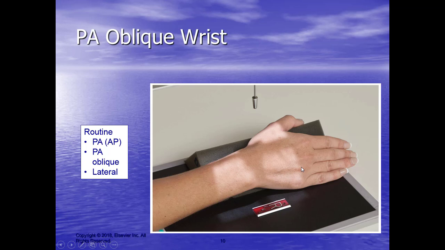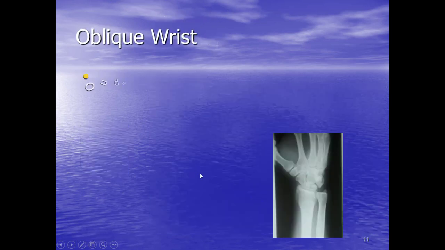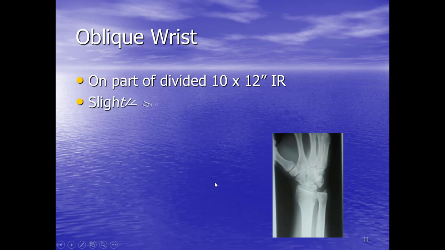Your oblique wrist. Again, you can use those positioning aids with the sponge. So in this one, they put them in a nice 45-degree angle. You're going to center at the mid-carpal region. I want to see you open your collimation up to those third MCP joint. So center to the mid-carpal area. Use a 10 by 12 or a 14 by 17.